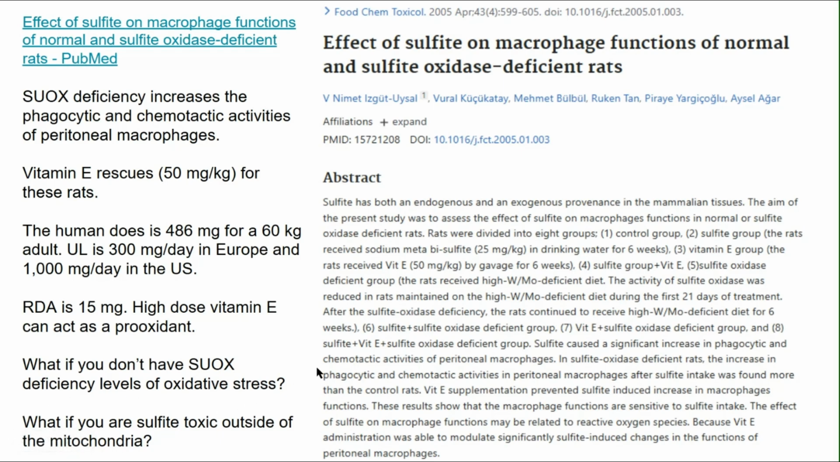So, what if you don't have sulfite oxidase deficiency levels of oxidative stress? Would this high dose vitamin E actually be a pro-oxidant? That's one good question. And what if you are sulfite toxic, but you're toxic outside of the mitochondria? And more specifically, you're not toxic inside of cells, you're toxic in the plasma with sulfite. Would you need that much vitamin E? I'm not sure. I do think we need vitamin E. So if you have a vitamin E deficient diet, you need to monitor that and see if you can get more vitamin E in.